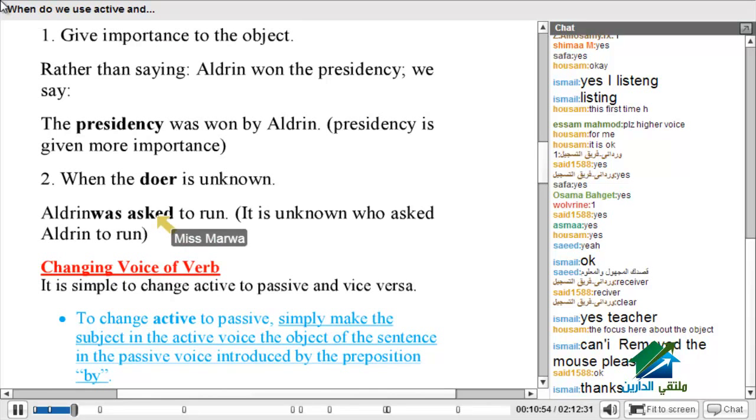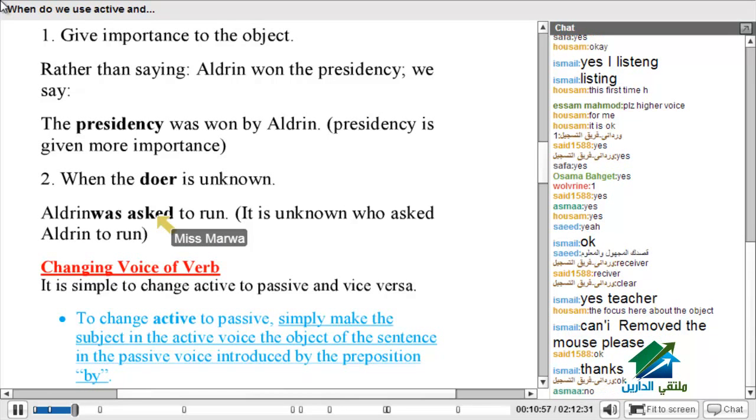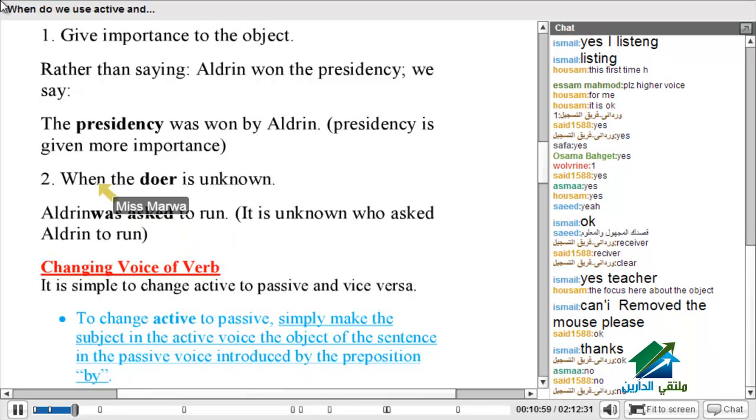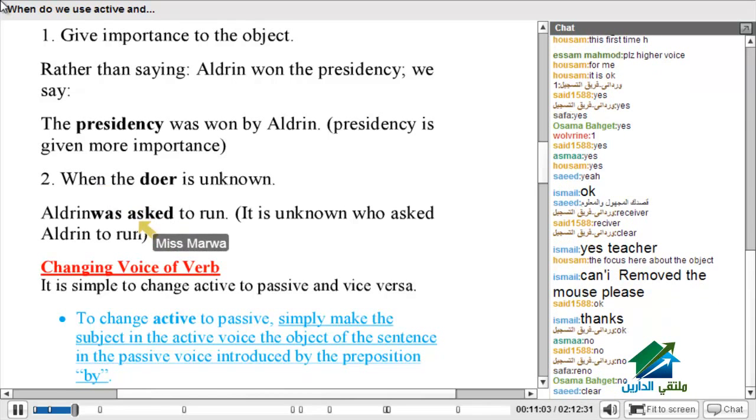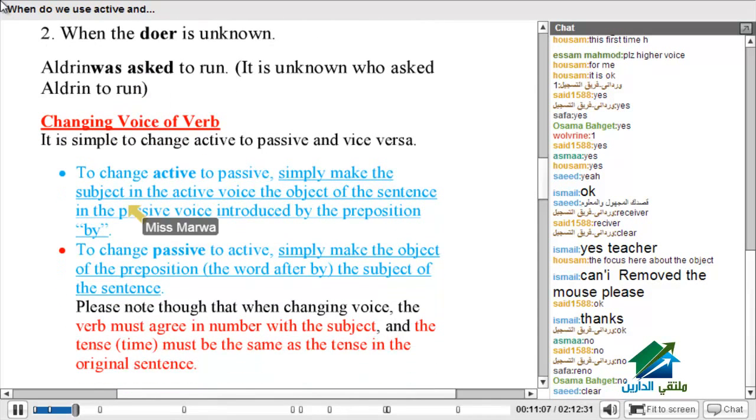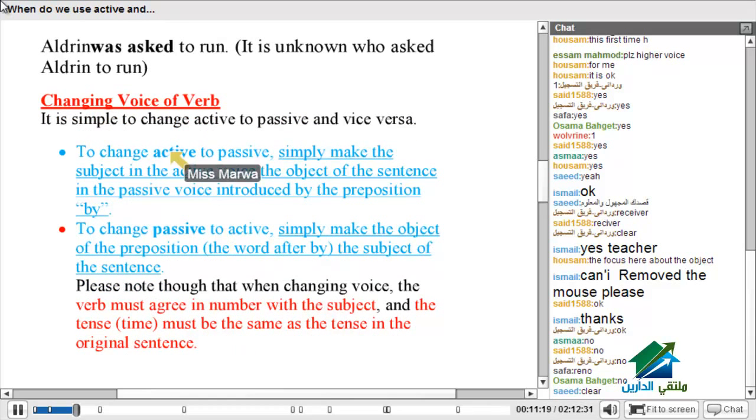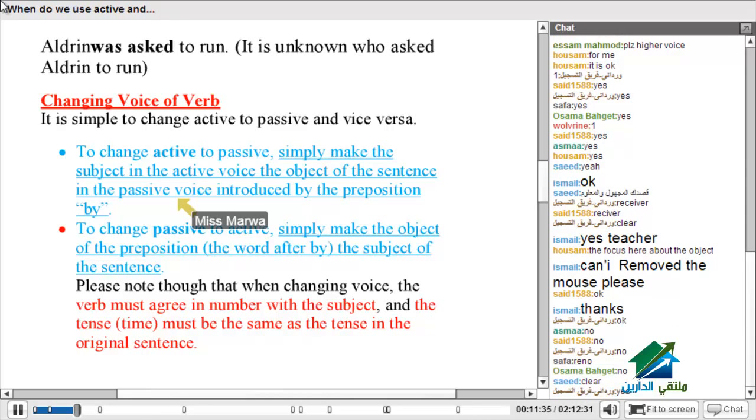Till now, do you have any problem? Okay. Good. Changing the voice of a verb. It's simple to change active to passive and vice versa. To change active to passive, simply make the subject in the active voice the object of the sentence in the passive voice. You know what I mean? You have to take the subject and transform it to be the object of the sentence.